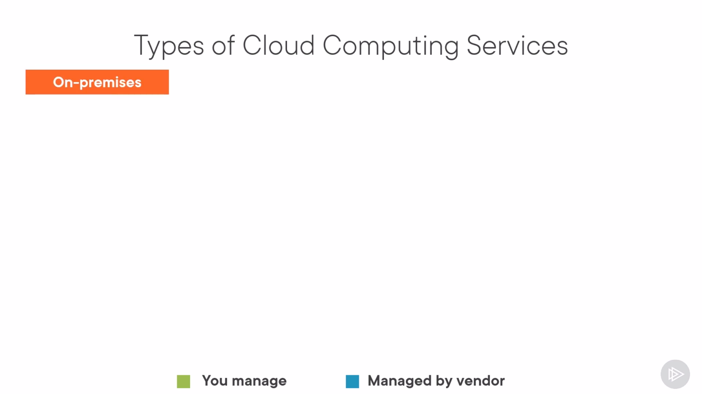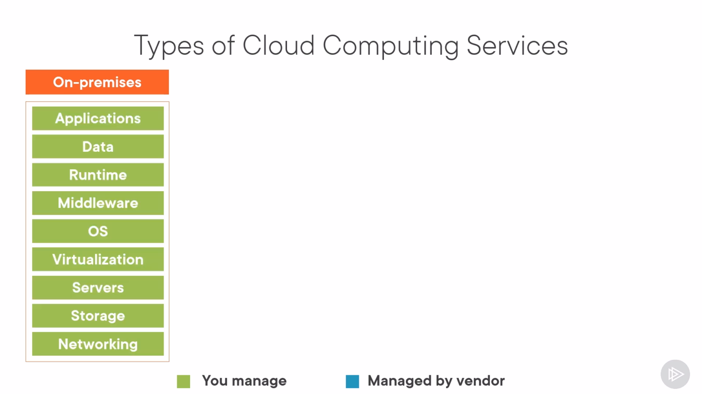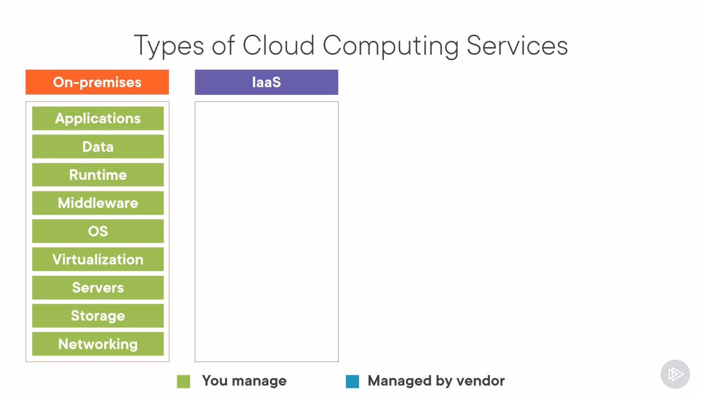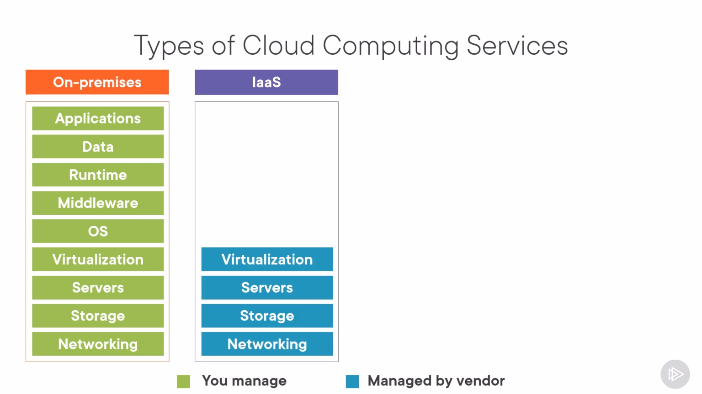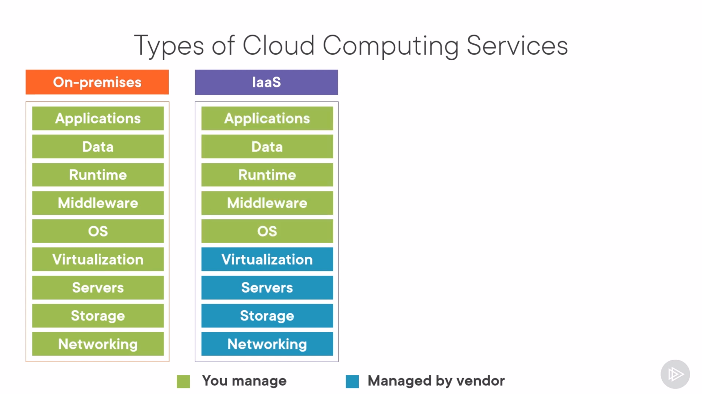Let's start with on-premises, where it's pretty easy. You're the one that manages everything from storage to the data center to networking, virtualization, and applications on top of it. Infrastructure as a service delivers cloud computing infrastructure to organizations, including things such as servers, networks, and storage through virtualization technology. You, as the client, still manage the operating system, the applications, the data, and all of that.